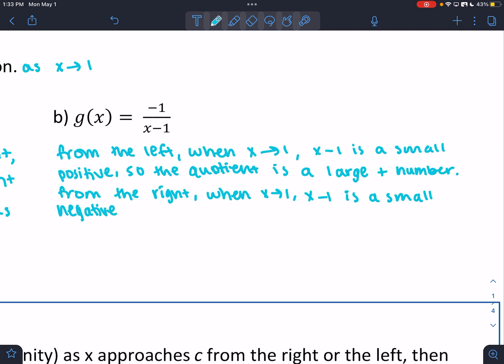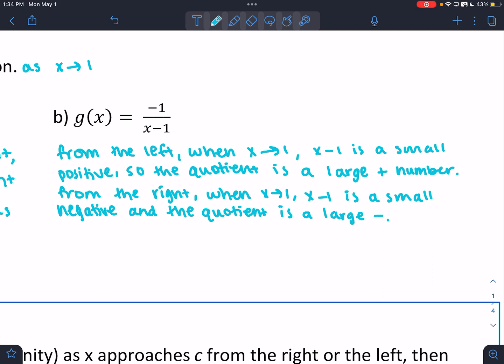Wouldn't the one from the right at the bottom be a small positive? No, the one from the right is going to be a small negative because you're getting negative 1 on top, and you're going to have a positive number on the bottom when you do something like 1.0001 minus 1. So you're going to have a negative over a positive. So from the right, it'll be a negative as well. So it'll be positive from the left and negative from the right.